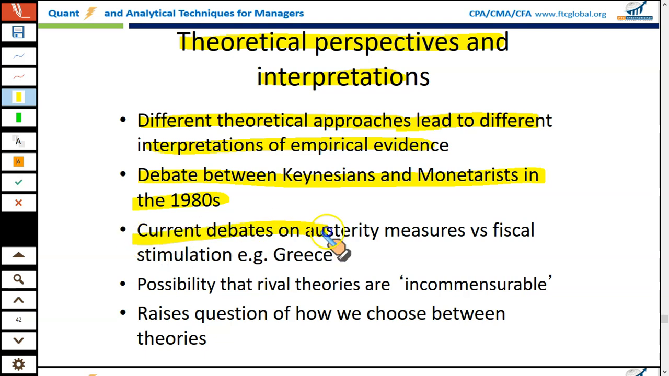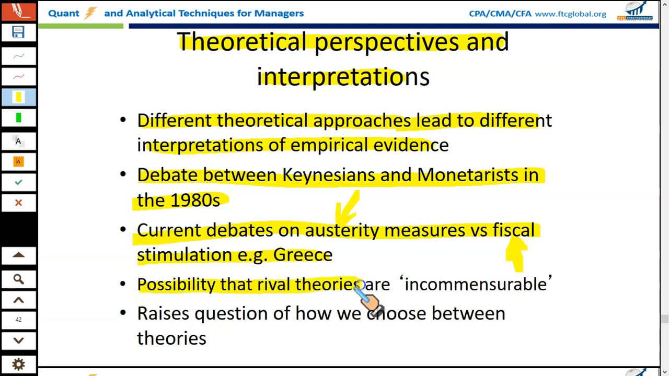Current debates on austerity measures versus fiscal stimulation in Greece. People have been arguing about whether countries like Greece should cut spending. That's what you call austerity. Cutting spending is called austerity. Or spend more. Fiscal stimulation means spending more to boost the economy. So they both look at the same issue but differently.